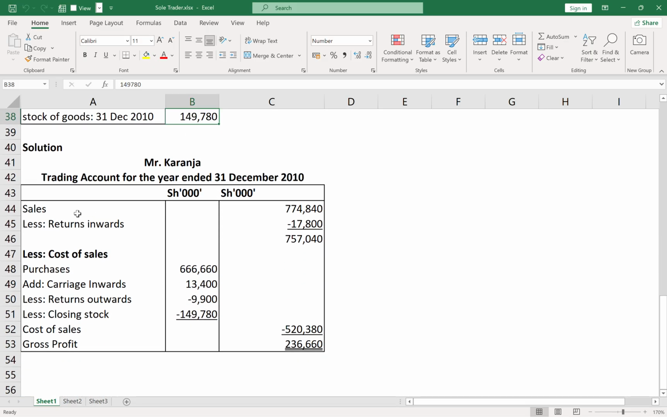So let's start. We have the sales. We are told it's 774,840, so we indicate it there. We less any returns inwards, which we are told is 17,800, where we shall get 757,040. Then we have to less the cost of sales, which includes the purchases of 666,660, and carriage inwards, which we are told is 13,400. We have to less any returns outwards of 9,900. Closing stock we have been told is 149,790. So for the cost of sales, we are going to get 520,380. We subtract it from the net sales, so the gross profit shall be 236,660. So that is the gross profit.